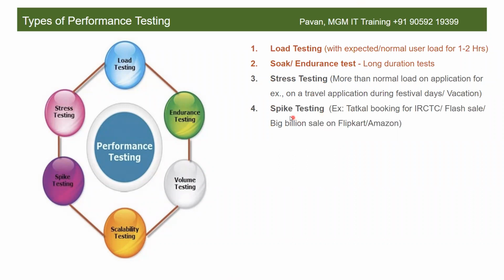The next type of testing is spike testing. The best example is Tatkal booking for IRCTC. What happens when the Tatkal window opens on IRCTC? The Tatkal window opens at 9 to 11 in the morning. 9 to 10 is AC, 10 to 11 is non-AC.